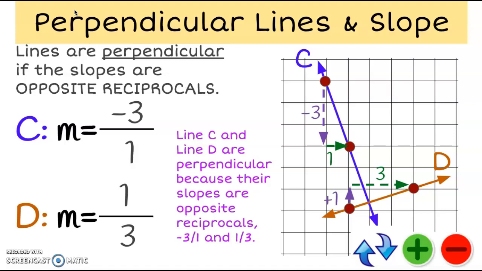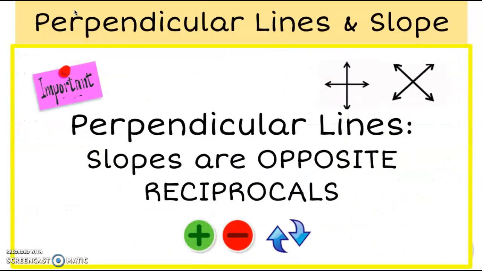Line C and line D are perpendicular because their slopes are opposite reciprocals, -3/1 and 1/3. We notice the numbers have switched places. One of them is negative and one of them is positive. The idea is that in order for lines to be perpendicular, their slopes are what's called opposite reciprocals.